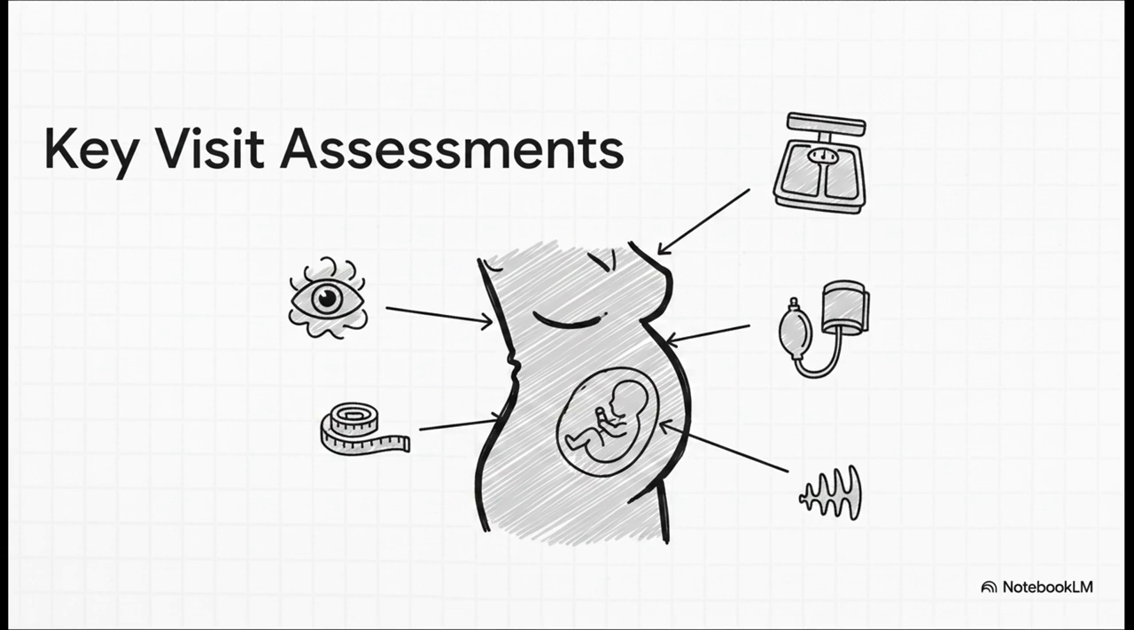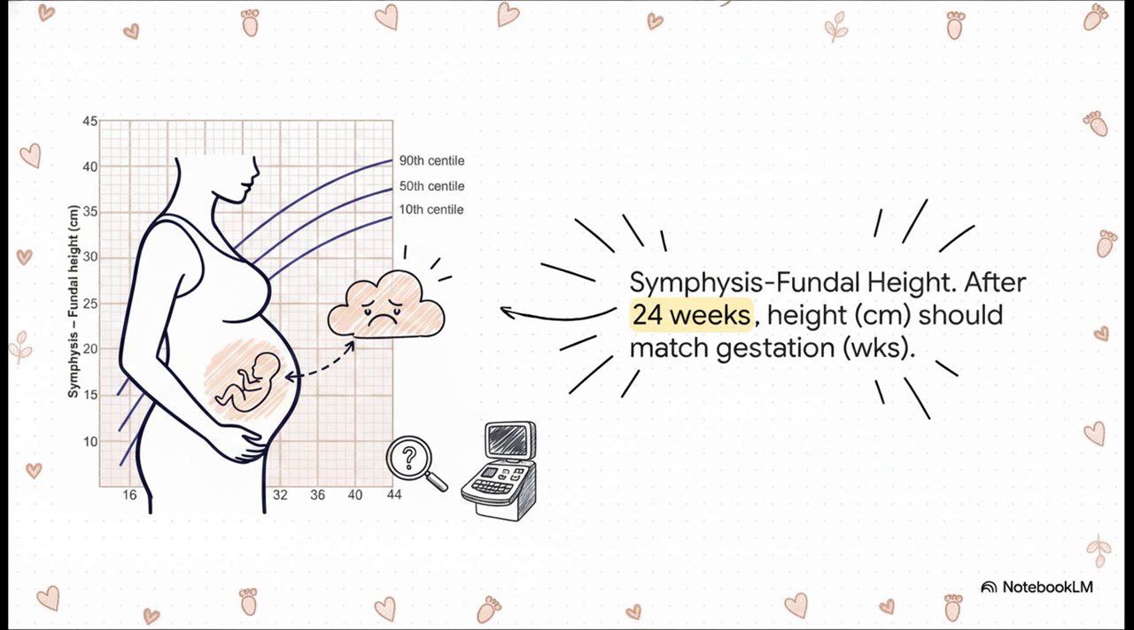We look for clinical signs like pallor, which might suggest anemia, or edema for fluid retention. And of course, the abdominal exam gives us direct clues about the fetus, its growth, its position, and that all-important heartbeat. This chart shows a really key clinical tool, the symphysis fundal height. From about 24 weeks onwards, the height in centimeters, measured from the pubic bone to the top of the uterus, should roughly match the number of weeks of gestation.